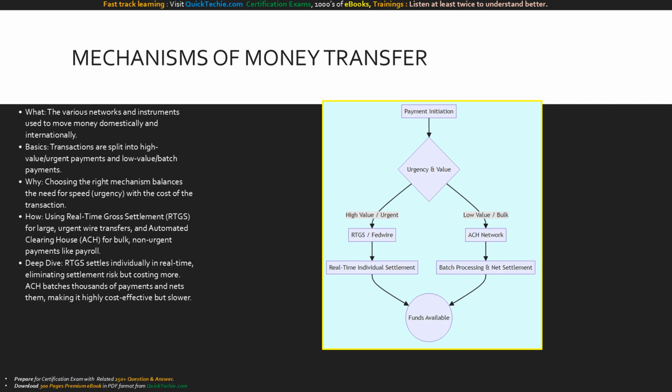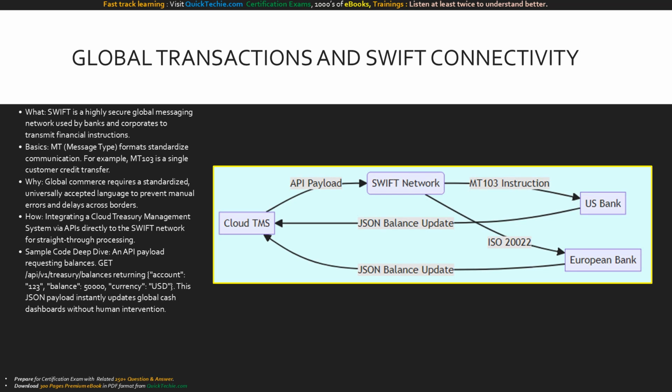If it is a routine expense run, it takes the right path through the ACH network, undergoing batch processing before funds become available. Configuring your treasury system to automatically make this routing decision saves the company massive amounts in unnecessary wire fees. When operations cross borders, cash management becomes highly complex. This introduces the SWIFT network.